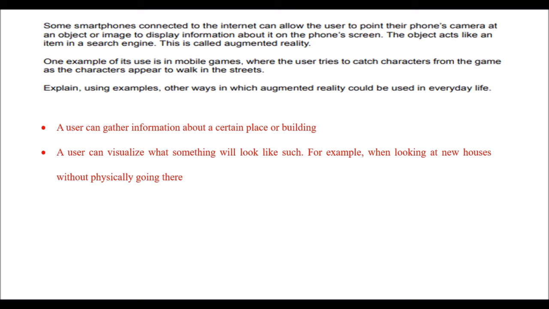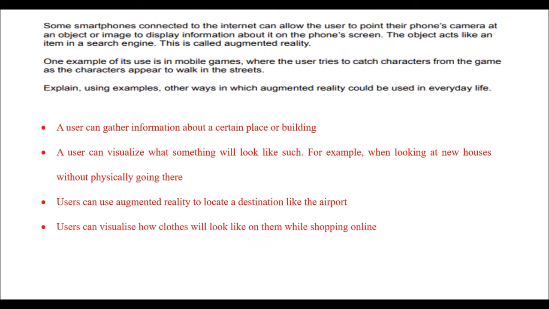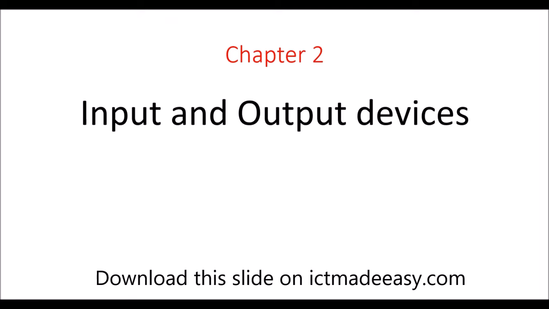Now, a user can visualize what something will look like, for example, when looking at a new house without physically going there. Yeah, that's possible. A user can use augmented reality to locate a destination like the airport. Users can visualize how clothes will look like on them while shopping online. It's possible.